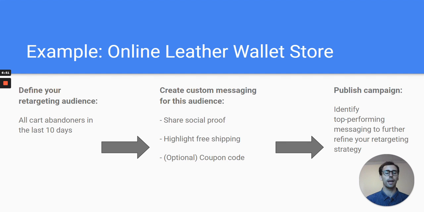Finally, you publish your campaign at the end here and identify your top performing messages to further refine your retargeting strategy. What I mean by this is, let's suppose that your social proof angle, for example, an ad showing user-generated content, like a video testimonial from one of your customers or an unboxing video from one of your customers. If you find that this does really well for getting customers back in completing a purchase, then you'd want to look at creating more content like that for your future retargeting ads.